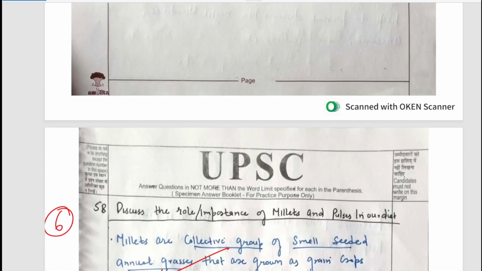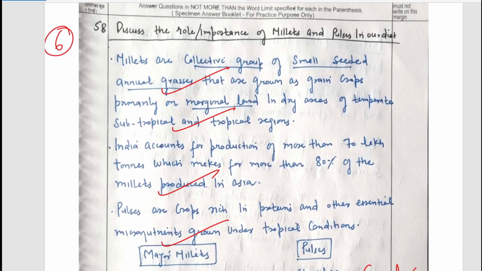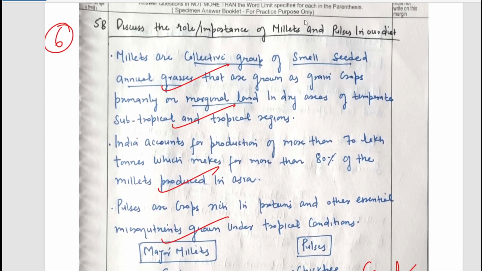The next question is: discuss the role or importance of millets and pulses in our diet. Millets have been highly asked by UPSC in previous years, so these are very much in the news. Pulses have also been asked various times previously. So you should have a good idea about millets and pulses, and you should know the package of practices of various millets and various pulses. That is important.